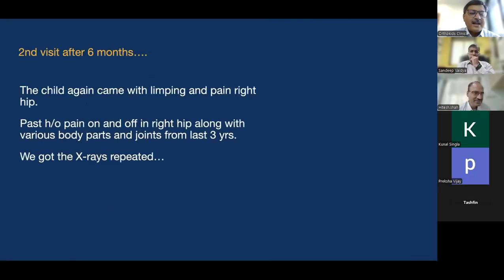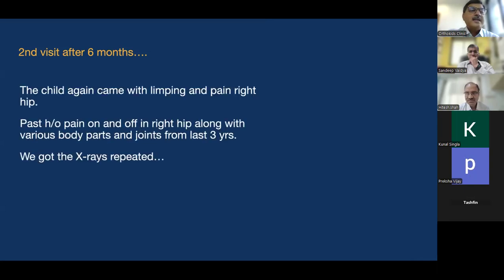The patient got relieved of pain in 1 week, and that episode got over and the child was all well. He presented to us on the second visit, which was 6 months after the initial presentation, with pain in the same hip and similar limping. Now the family asks why it is happening over and over. There is a history of pain of the right hip, with various body parts and joints being affected at multiple times. So we got the X-rays repeated.